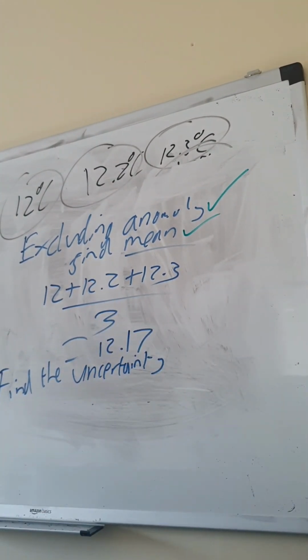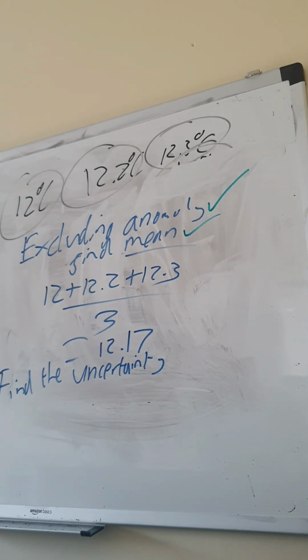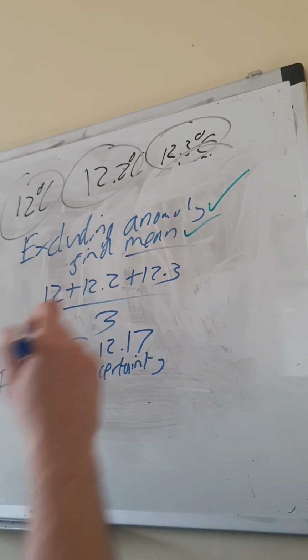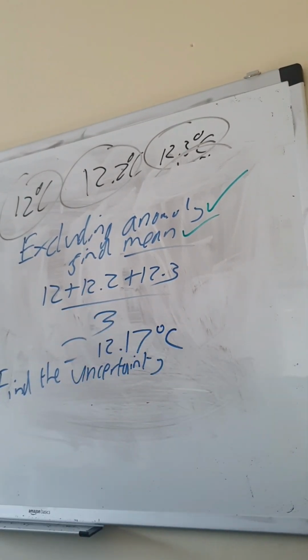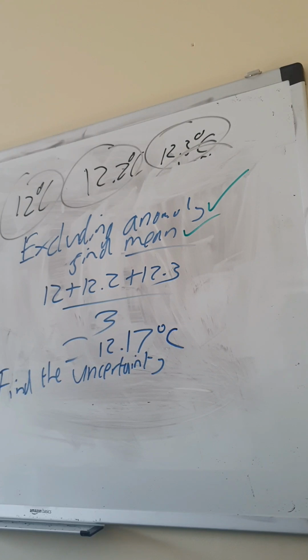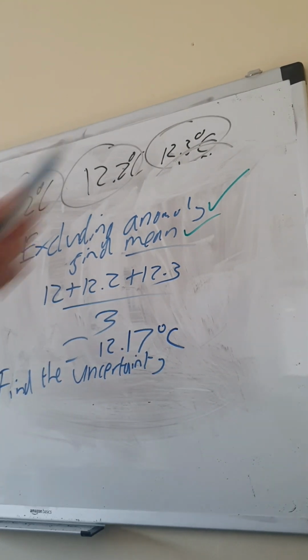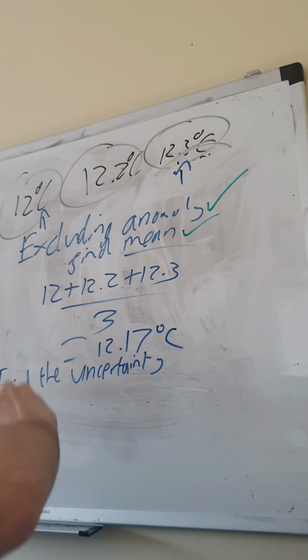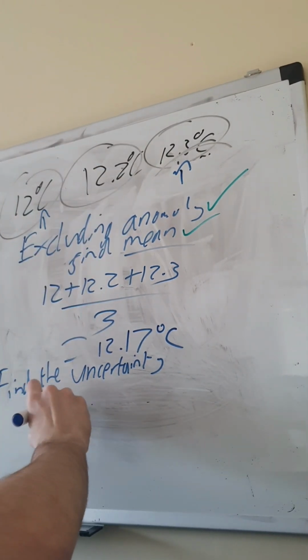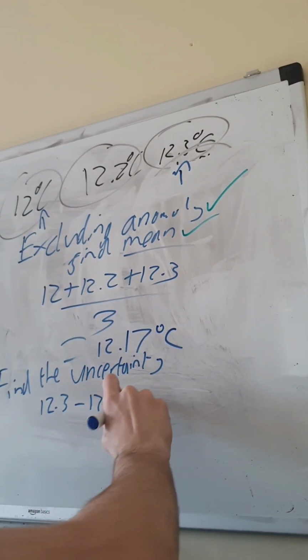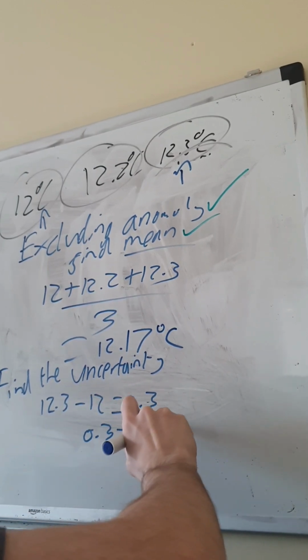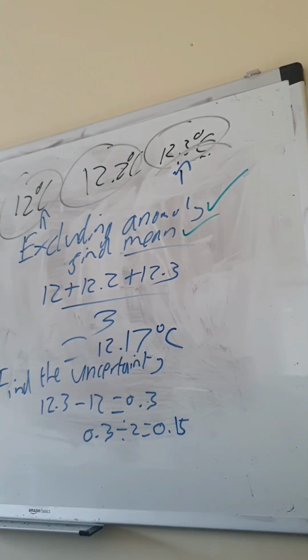Now this is an average, so it's not 100% accurate. So the uncertainty is really just a measure of how accurate or not the actual result is. We do that by taking our original values, we take the largest value, and we subtract from it the smallest value. So we've got 12.3, take 12, is 0.3. 0.3 divided by 2, 0.15. Boom!